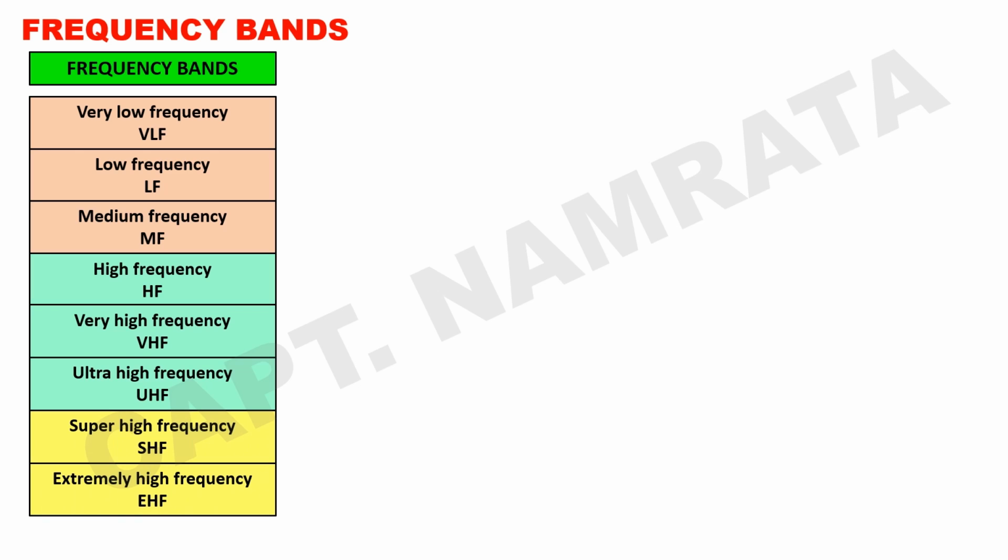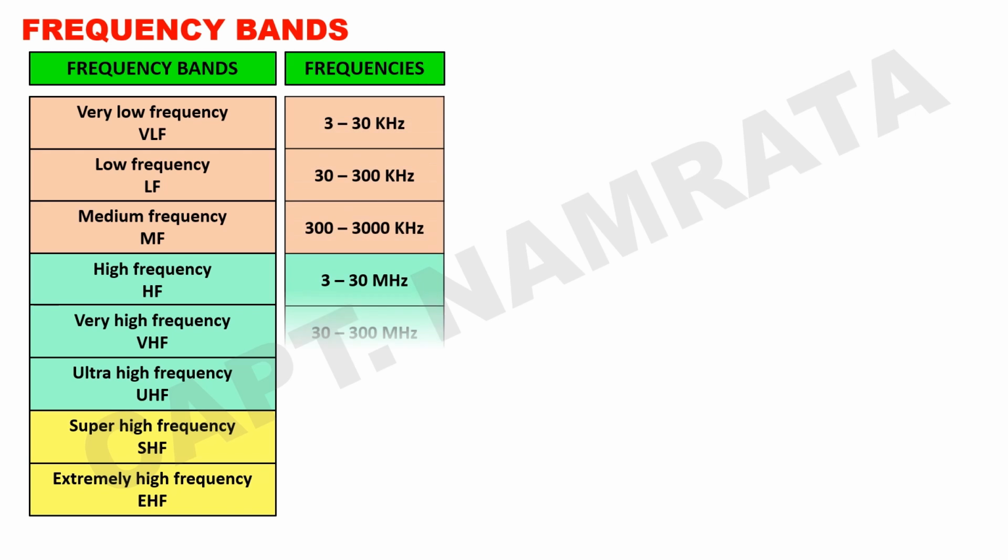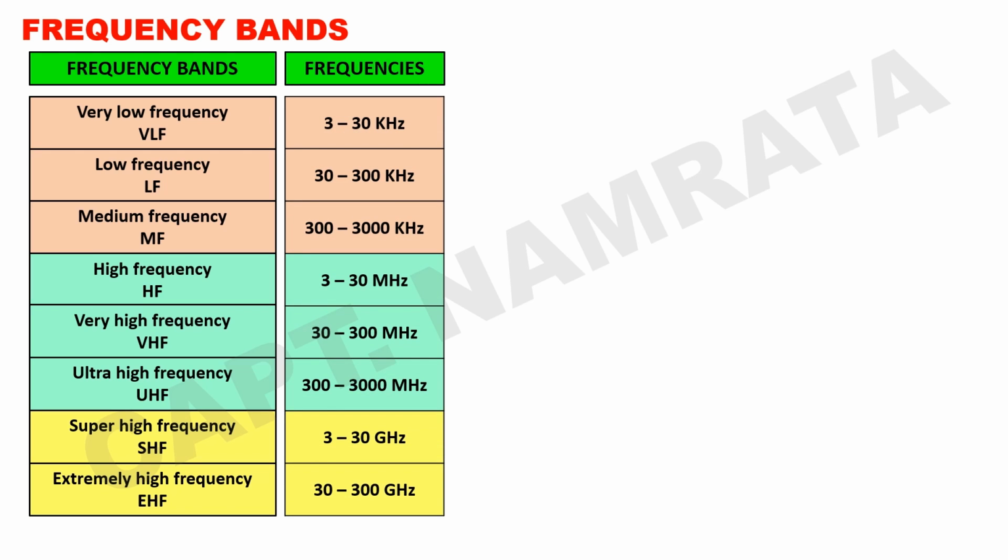Now as I mentioned earlier, each band will have a lower and upper limit of frequencies. So let's see what the frequency limits are. As you can see over here, VLF starts at 3 kHz and ends at 30 kHz. The next band, LF, will start at 30 kHz, which was the upper limit of the previous band. So it starts at 30 kHz and ends at 300 kHz. MF will start at the upper limit of the previous band. So this cycle keeps on going.